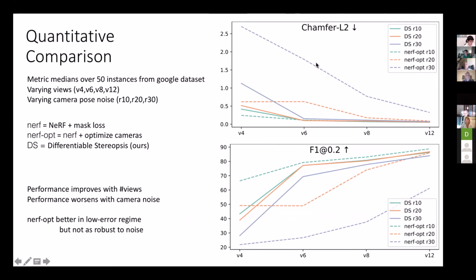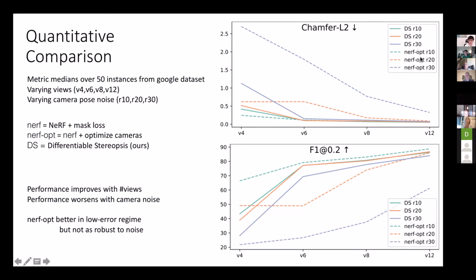What you see here are curves corresponding to the chamfer distance. The chamfer distance, smaller is better. On the x-axis is the number of views: 4 views, 6 views, 8 views, 12 views. All the approaches should get better as you have more views, right? When you have 4 views, they all will do less well. So that's point 1. Then we have DS, which is our approach, and then we have NeRF.